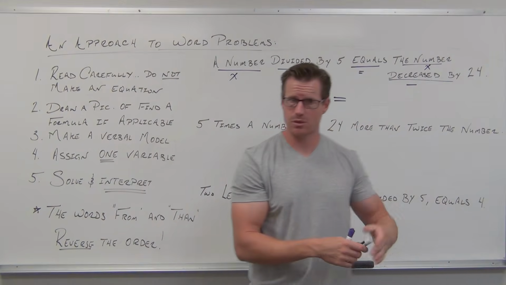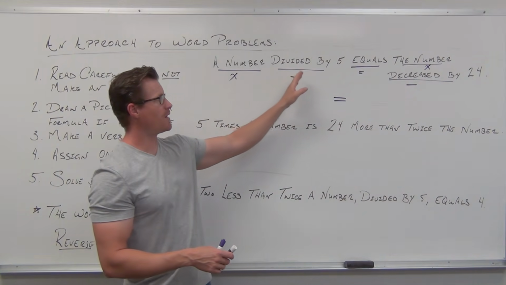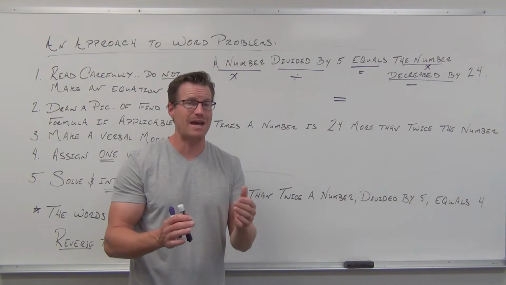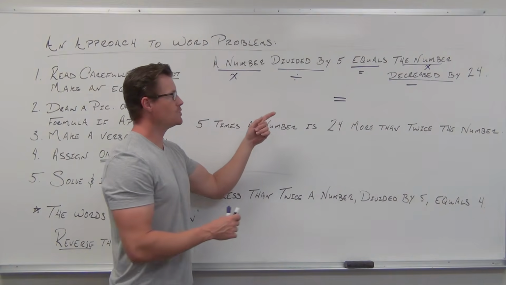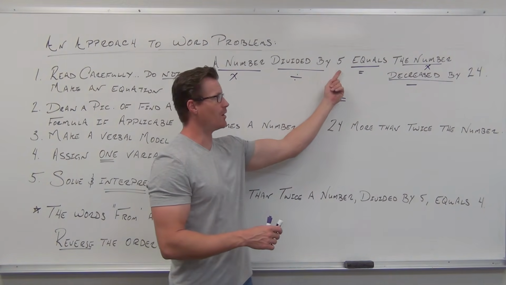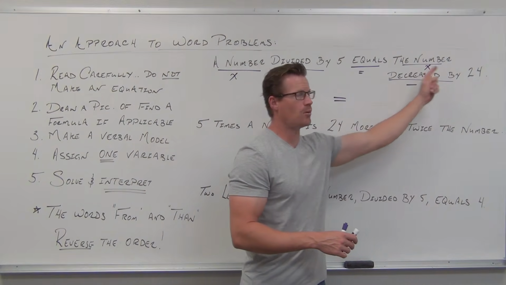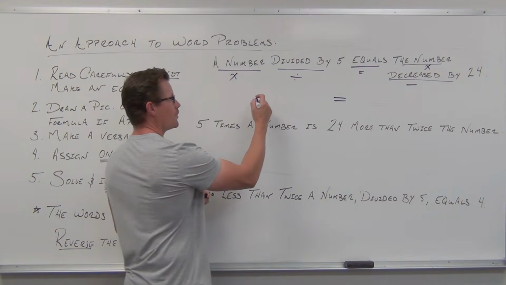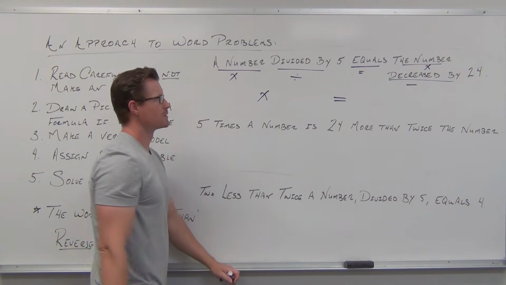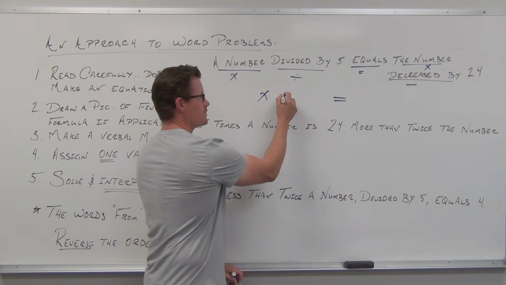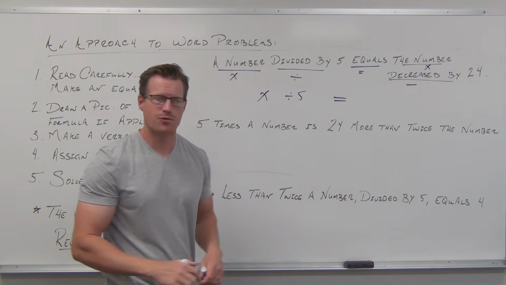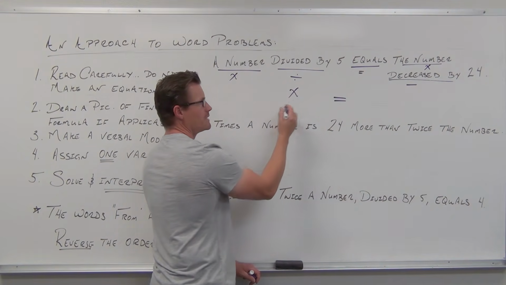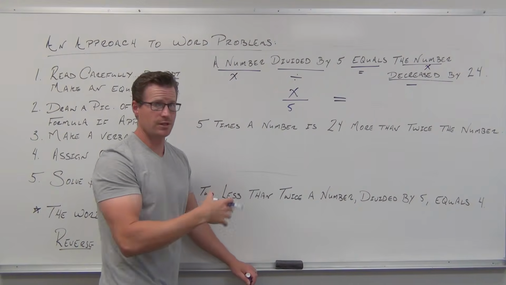If you don't see those, so like our example, a number divided by 5 equals the number decreased by 24. We don't have the word from. We don't have the word than. That's great, because what that means is that you can literally just write out everything in your word problem, and it's in order. So we underline these things to go, okay, a number. What's the number? Well, x. Divided by 5, you can put divided by 5, but I would prefer if you put the fraction. So written in order. A number divided by 5, literally in order.